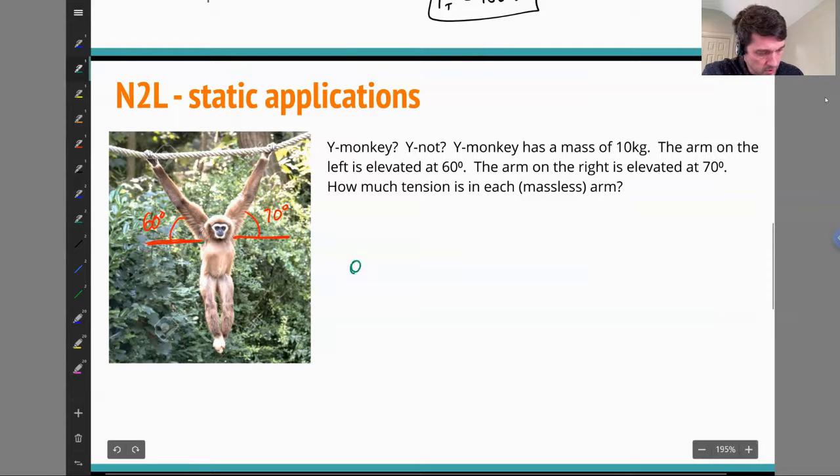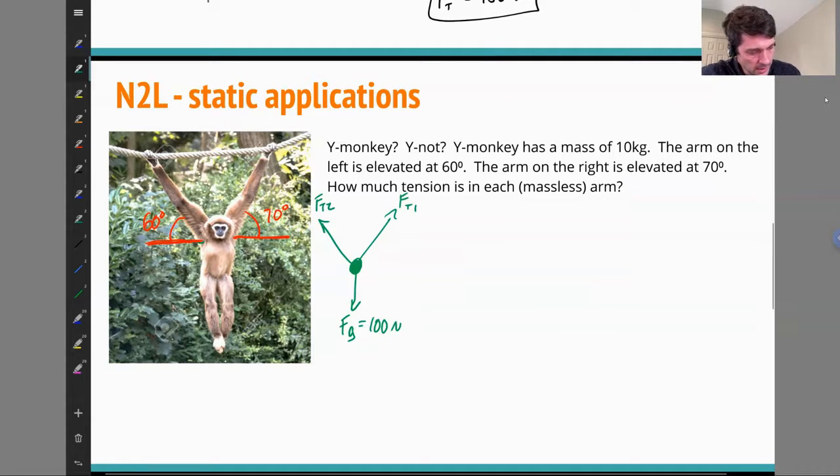So again, I've got to draw a free body diagram. Here is monkey. Monkey has a mass of 10 kilograms, so that is my gravitational force, which turns out to be 100 newtons. We've got force vectors of tension. I'm going to call this tension 1 in that direction, and this force of tension 2 in that direction. And I've got a couple angles, 70 degrees here and 60 degrees here.